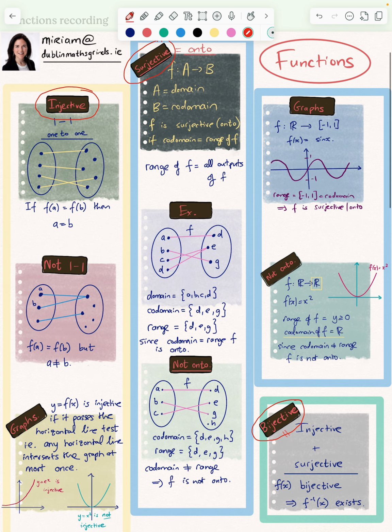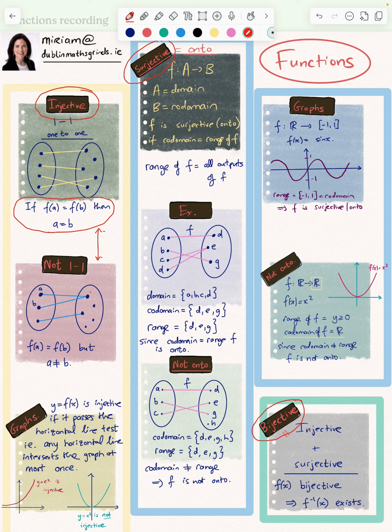Okay, so for each of these, there's a formal definition, there's an example with the bubble diagrams, and then there's an example with a graph of a function. So the definition of injective is, if f of a is equal to f of b, then a must equal b. Best seen by an example here, or in fact, actually what is not injective.